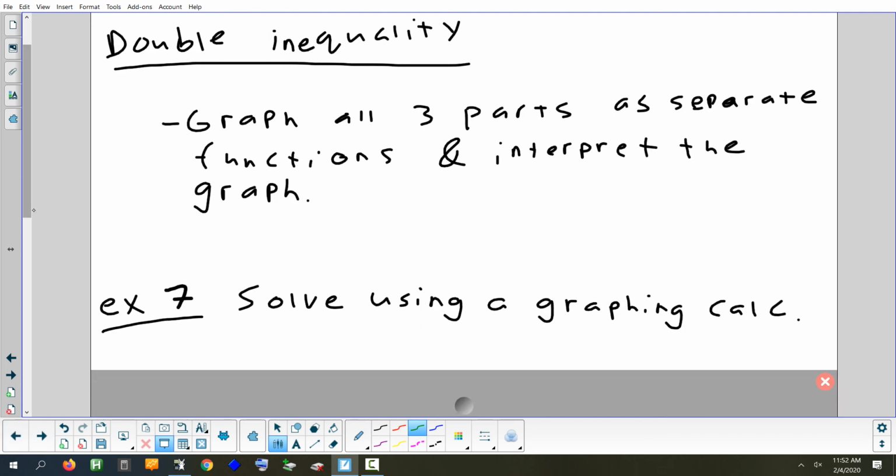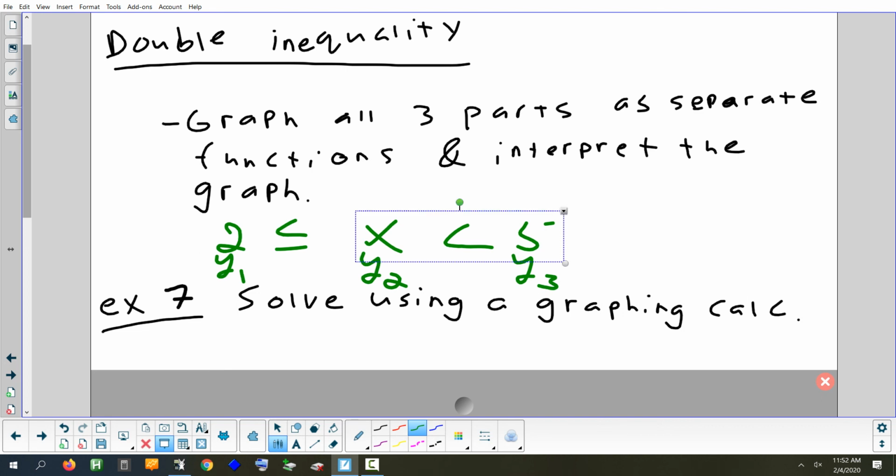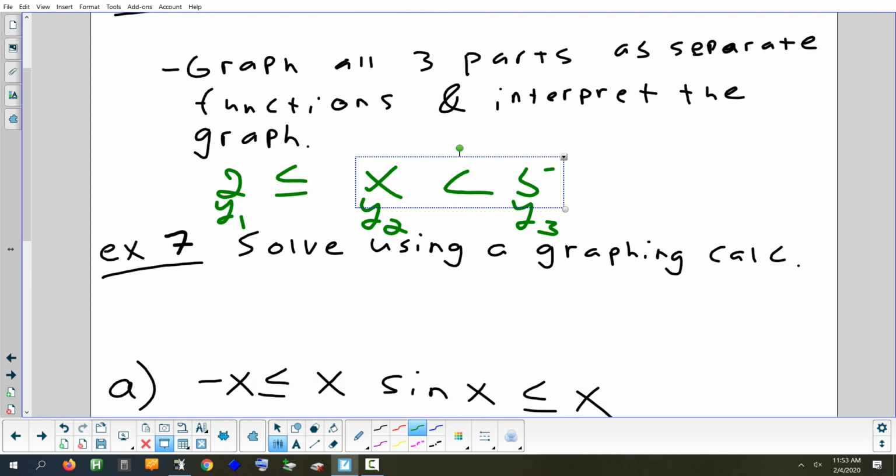So, with a double inequality, you're going to have something like this. I'm just making one up with numbers. You're going to put what's on the left in y1. You're going to put what's in the middle in y2. You're going to put what's on the right in y3. And you're going to be looking for where the y2 graph is sandwiched between y1 and y3. Okay, so we've got negative x, x sine x, and x.